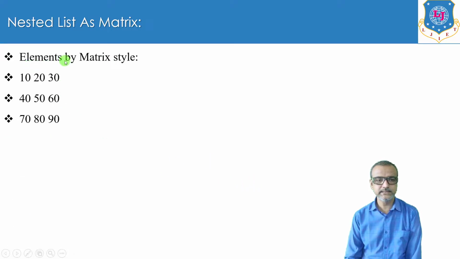You can see elements in matrix style, that is, in the first row we have 10, 20, 30, in the second row we have 40, 50, 60, and in the third row we have 70, 80, 90. In this way we can print the elements in matrix style using nested list as matrix. Now I will show you the output of this program in Python.